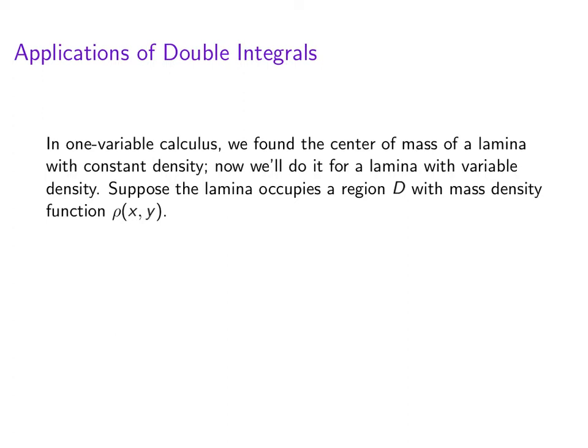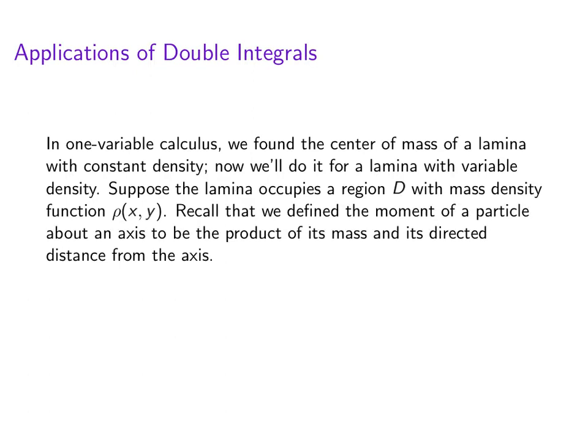So that tells you how much mass is in this object at any particular point, mass per unit area. Now remember that we define the moment of a particle about an axis to be the product of its mass and its directed distance from the axis. This is based on Archimedes' law of the lever. And the principle is understood by grade school children with a seesaw or a teeter-totter.